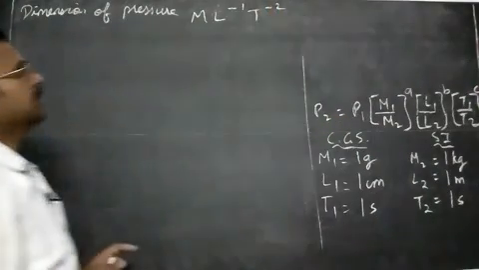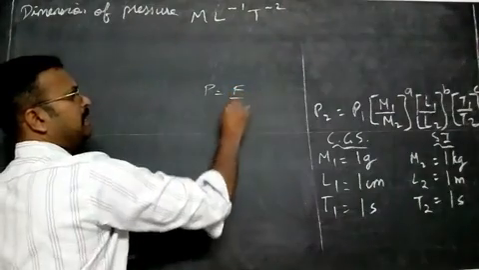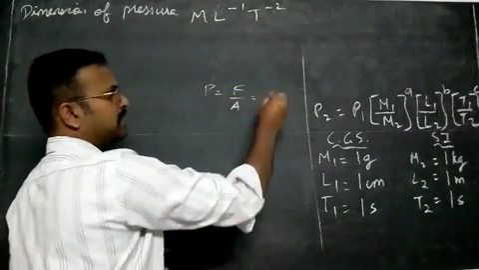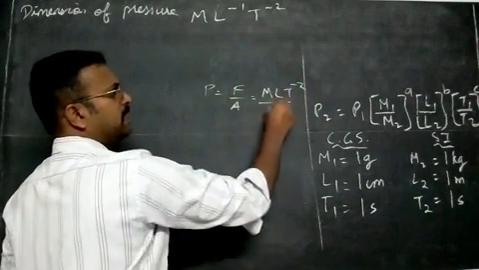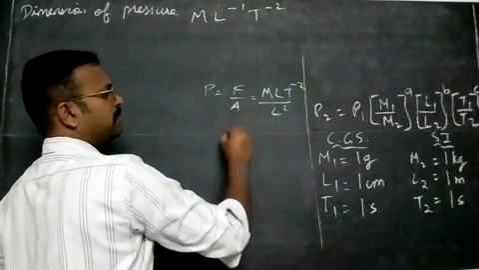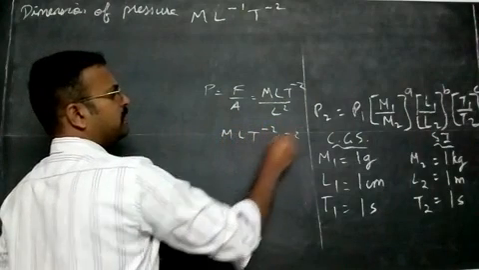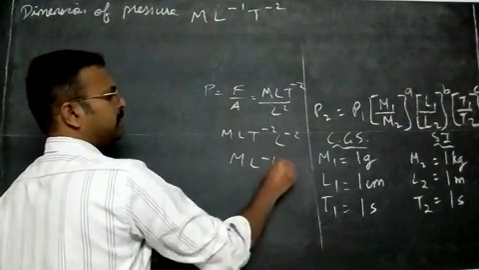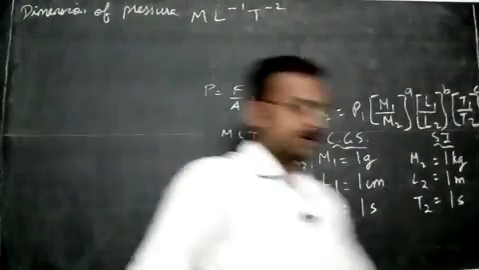How does this come? Dimension of pressure is equal to force by area. Force is mass and acceleration, that is M L T^-2. Area is L square. When this L square goes up, it will become L^-2. So M L T^-2 into L^-2. So we get here M L^-1 T^-2. That's how this comes here.